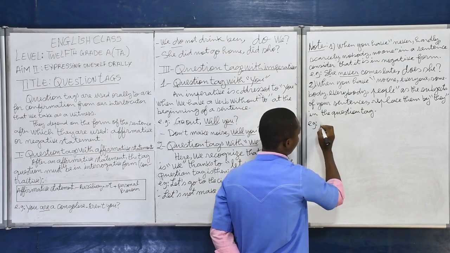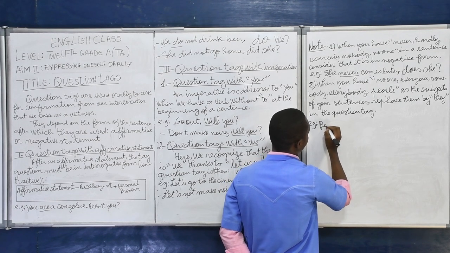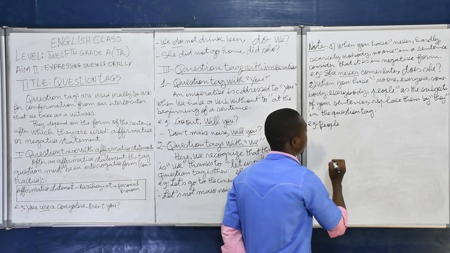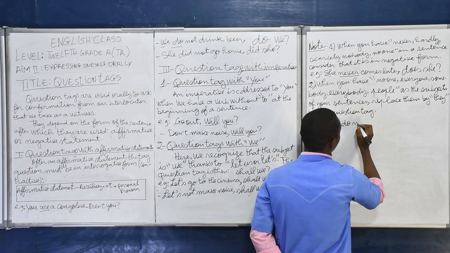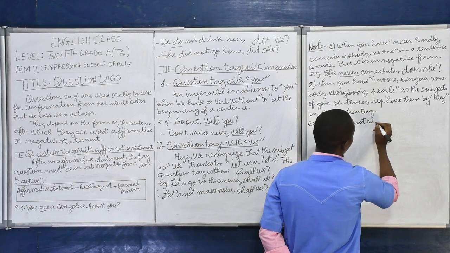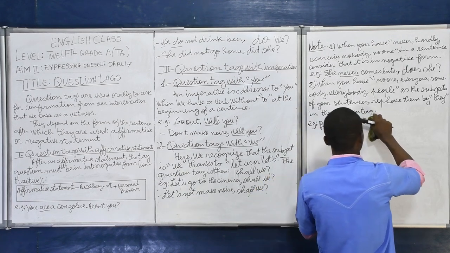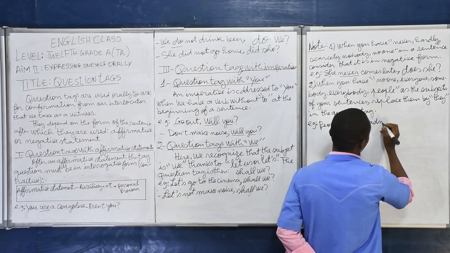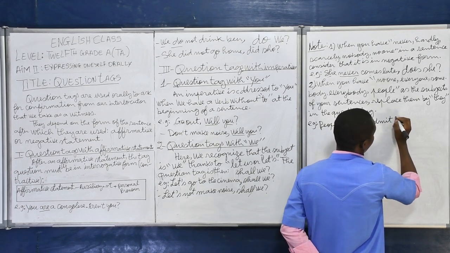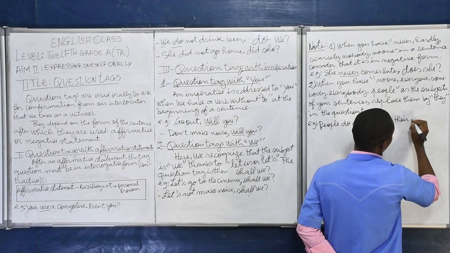Example. Let's take this one. People do not admit their mistakes.